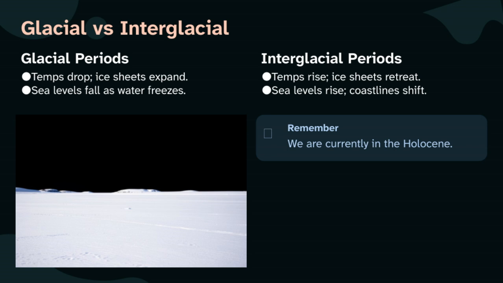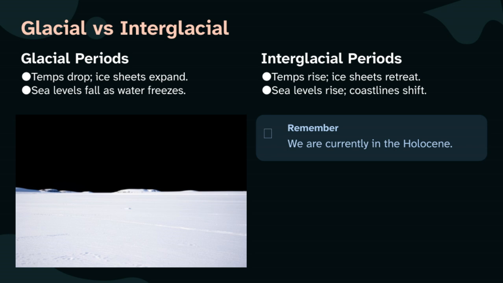This lowers global sea levels and can expose land that is normally underwater. During an interglacial period, the opposite happens. Temperatures rise. Ice sheets and glaciers retreat. Meltwater returns to the oceans, causing sea levels to rise. Coastlines shift, habitats change, and ecosystems expand into areas that were once covered by ice.